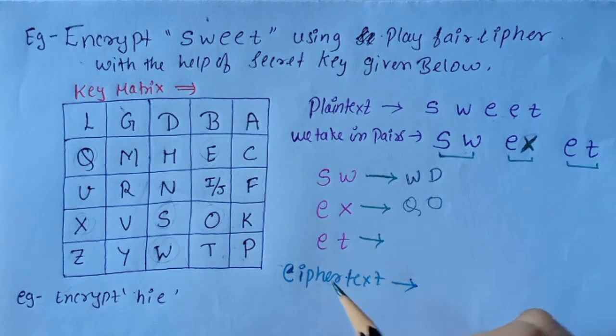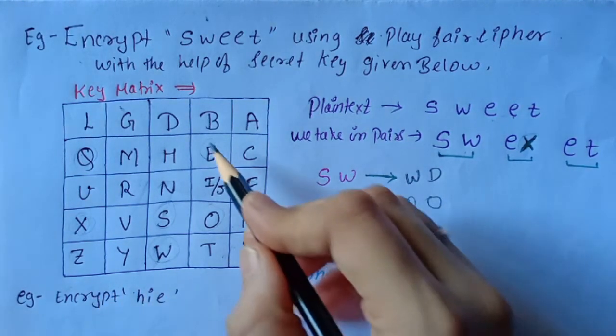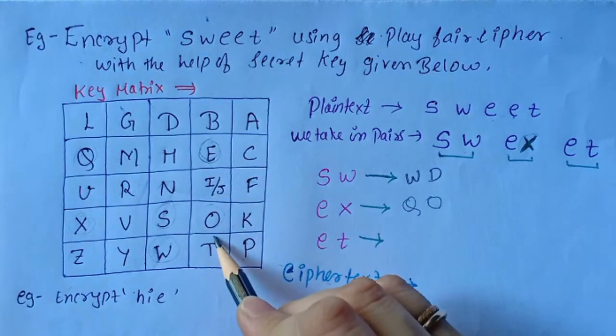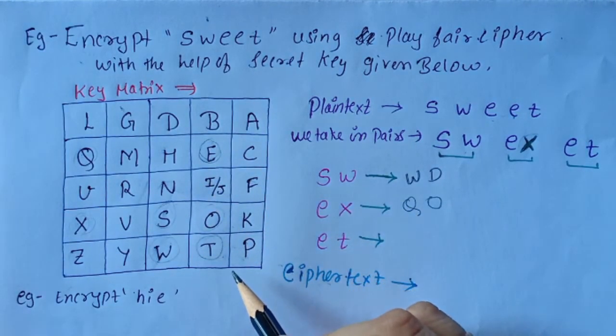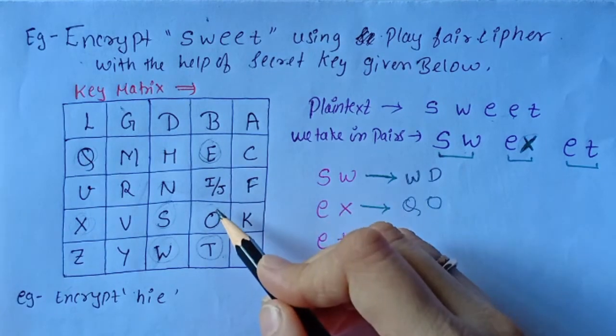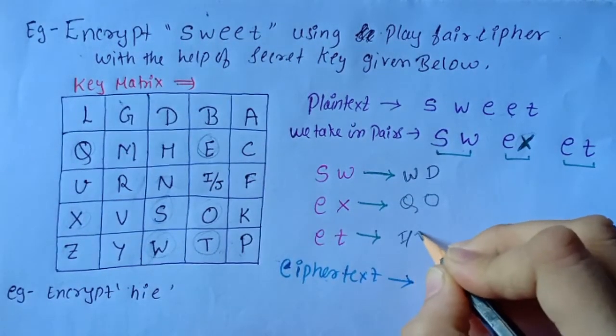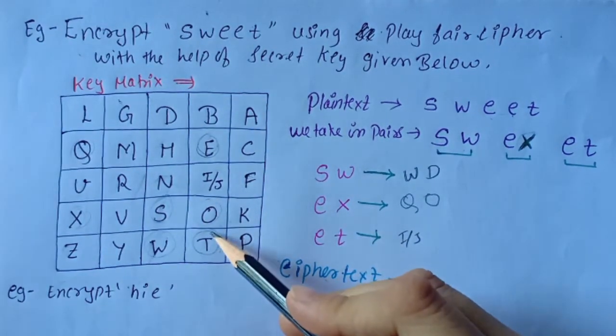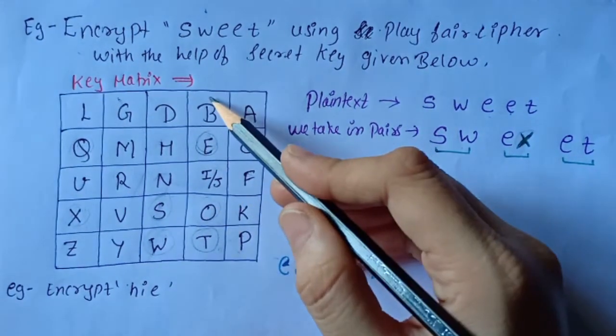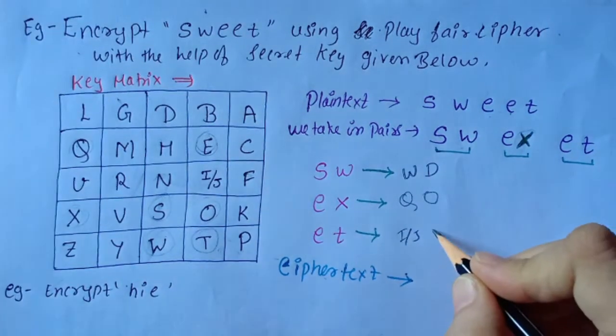Now we will look for E and T. Again E is here and T is here. Both lie in the same column. So the letter below, that is, we can take I or J. And for encrypting T, we will use B.